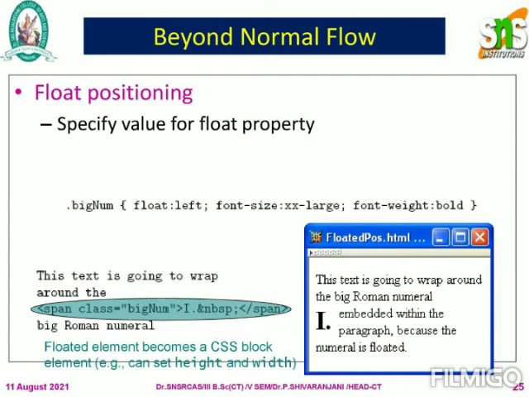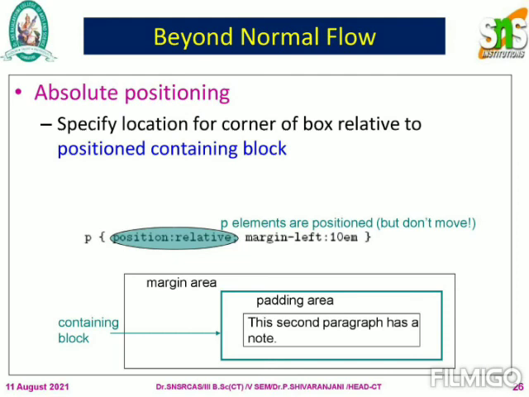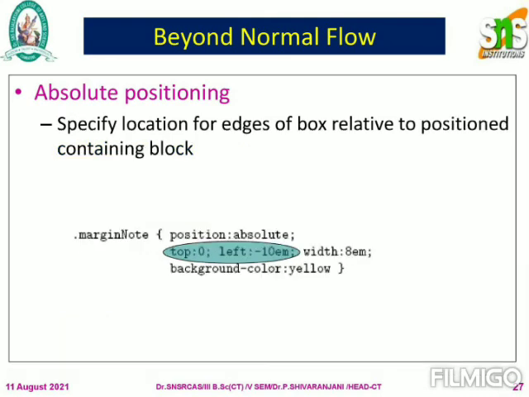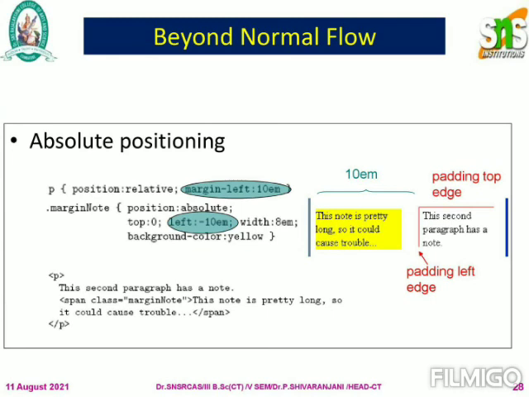Absolute positioning specifies the location of the corner of your box relative to the positioned containing box. Here for the positioning, I used P as an element, and the left margin will be 10 em. Okay. The next one is absolute positioning, which helps you specify the location for the edges of the box relative to the positioned containing block. This is an example showing how to specify absolute positioning with the help of a left margin, and after that padding at top and padding at left have been applied in the absolute positioning example.